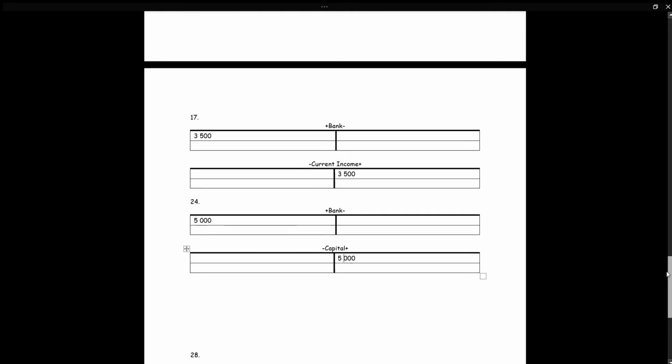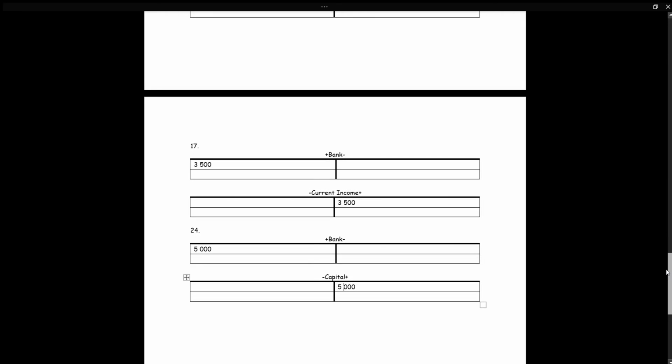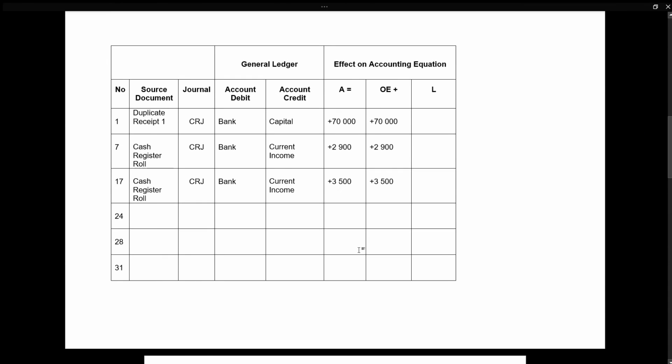There you go. So my accounting equation will look as follows. It's basically exactly the same as my first transaction. So on the 24th, my source document will be a duplicate receipt. Duplicate receipt number 2, since the first one is number 1. My source document will be a cash receipts journal, and my bank will be my account being debited.